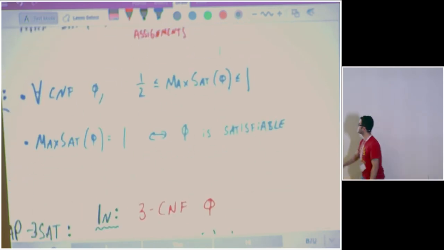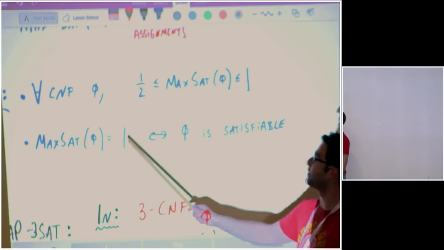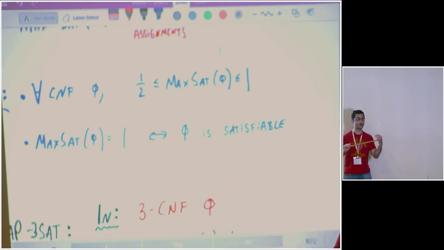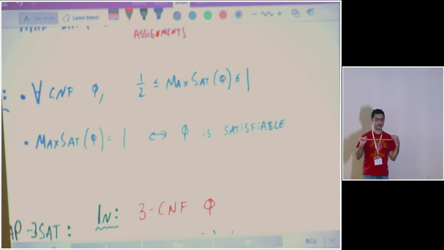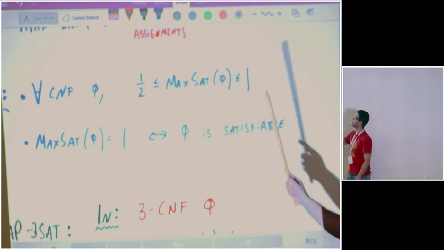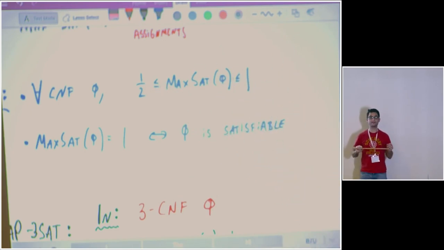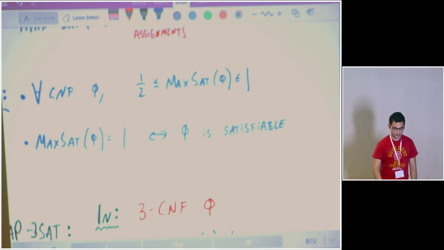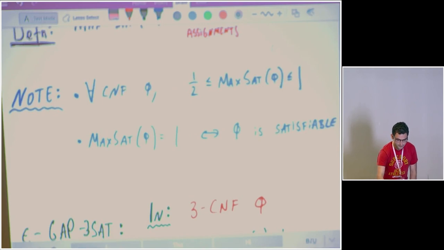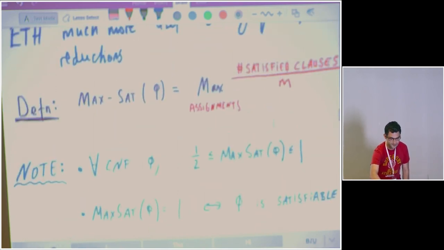a formula phi is satisfiable if and only if max sat of phi is equal to 1, right? If you can satisfy all the clauses. Okay? And for any CNF, the max sat is between 1/2 and 1, because in expectation, even when you have clauses of size 1, a random assignment is going to satisfy at least half the clauses. Right? If your clauses are bigger, your expectation is actually even higher. Okay. So, any questions with the definition of max sat of a CNF? No? Okay.